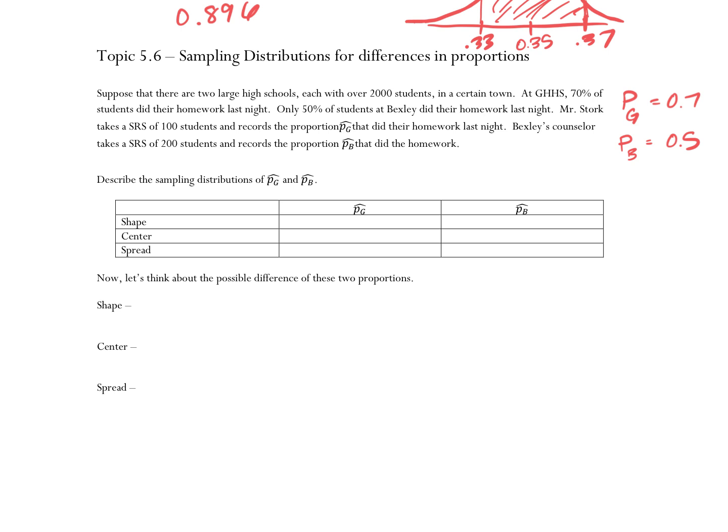So they're each going to take a sample, and then they're going to subtract their two P hats. That's what I want us to envision. Everybody good so far? Okay. Now, what else do we know? The sample size from Grandview is 100, so I'm going to say N_G equals 100. And I'm going to say N_B for Bexley is 200, since Bexley's counselor is taking 200.